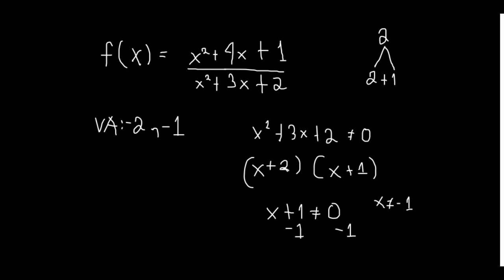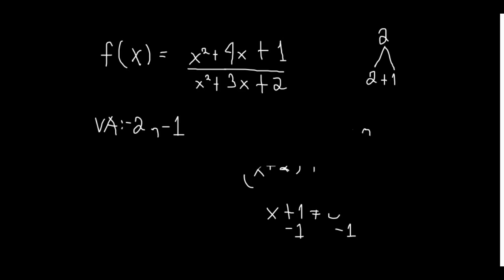Now, how can we get the horizontal asymptote in this problem? We said that if they have the same degree, then we will divide their numerical coefficients. Because they have no numerical coefficients, they have 1 as their numerical coefficient. If we divide 1 by 1, we will get 1. So our horizontal asymptote will be 1.